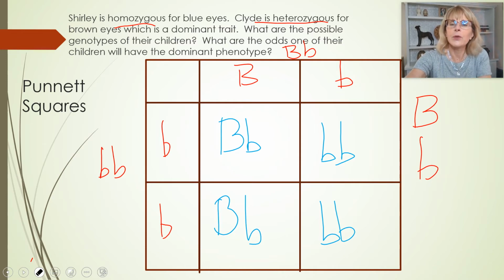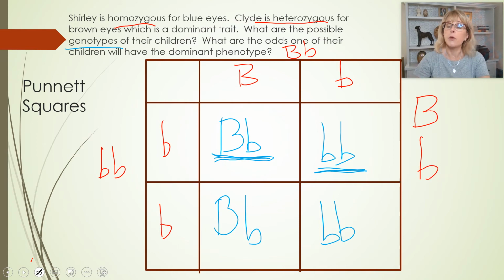Okay, so now we know that out of all of the offspring that these 2 can have, these are the 4 different ways that egg and sperm can combine. And what we are looking at is the genotype of the children. So when I look at this and it says, what are the possible genotypes of their children? Their children could either be heterozygous for the brown-eyed trait, or they could be homozygous for the blue-eyed trait. Those are the only 2 options for these particular parents.